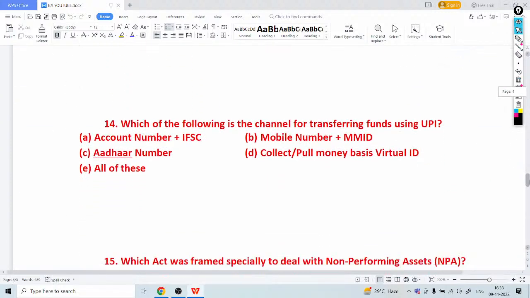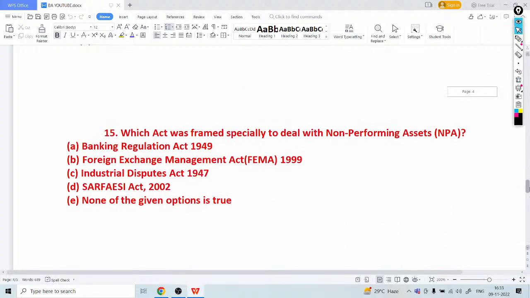Next comes, which of the following channels is used for transferring money using UPI? Okay, account plus IFSC, Aadhaar number, mobile MMID, or pool money or virtual ID. All of these are right answers. You can transfer money through UPI by using these types of channels or all types of systematic channels. Let's go to the next question.